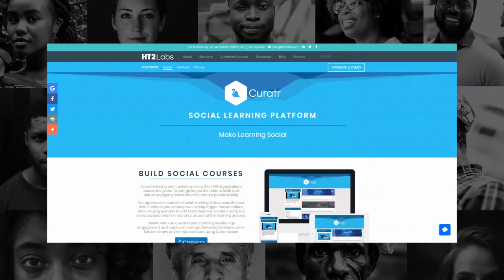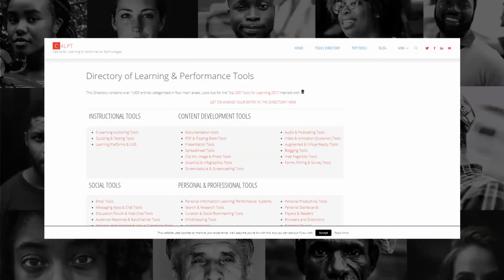And our last pick is something called the Center for Learning and Performance Technologies, C4LPT. And they provide a very popular directory of learning and performance tools, and they cover over 1,000 tools. Some of them are free, some of them are paid, but it's really for every area of learning, including social tools, instructional tools, content development, etc.